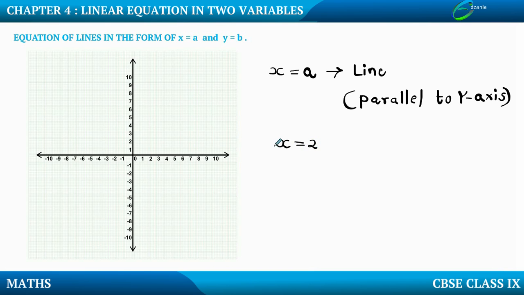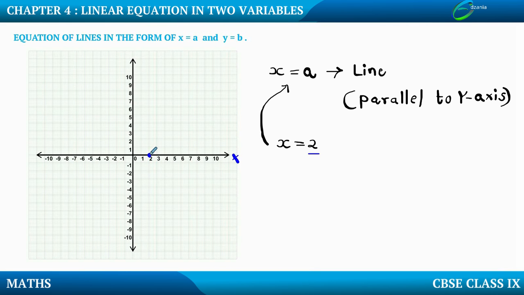Now can we say x is equal to 2 is of this form x is equal to a? Yes. x is equal to 2. Instead of a we have taken 2. So this is a line parallel to y-axis. Let us see how. First of all, plot x is equal to 2. We know this is x-axis. So on x-axis, find out this number 2. So this number 2 lies to the right of 0 over here.